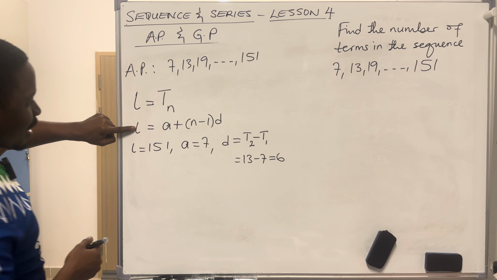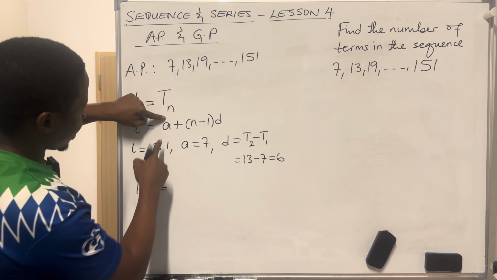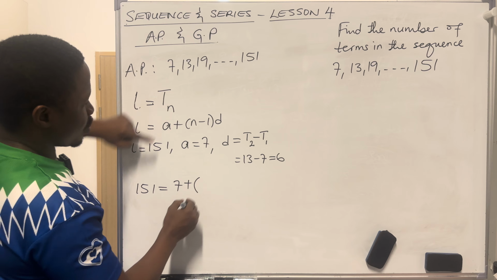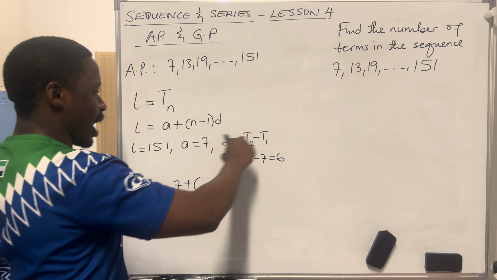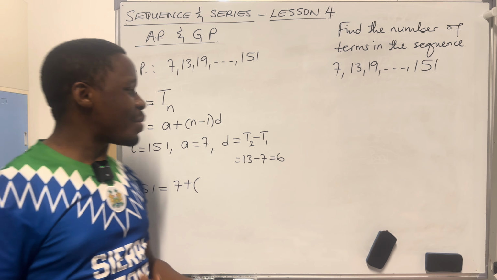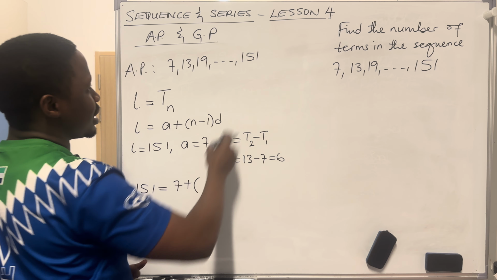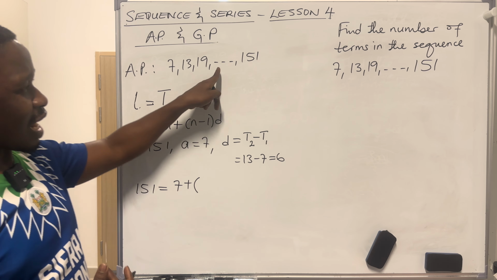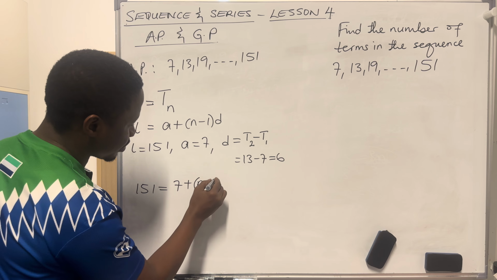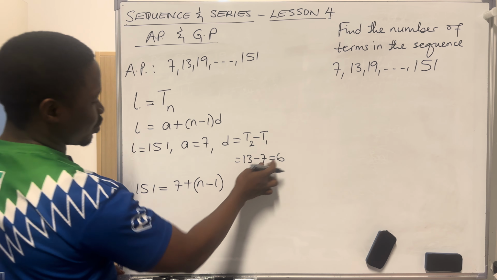Okay, so now let's go to the formula. What is the last term? l is 151. a is 7. Why didn't we write n along this line? Because we are to find the number of terms. How many terms are there from 7 to 151, irrespective of the fact that there are missing numbers? So that is the n we are finding. What is d? d is the common difference, which is 6.